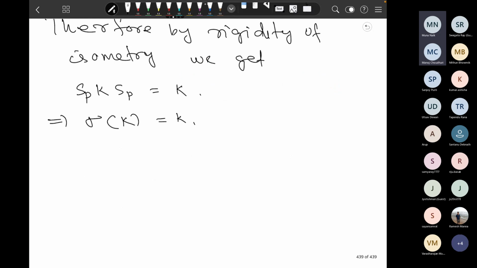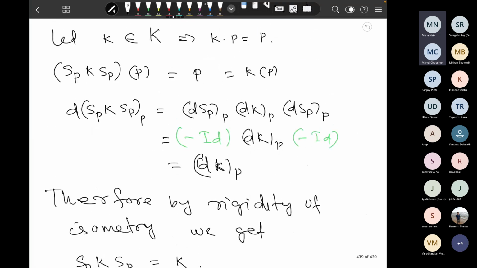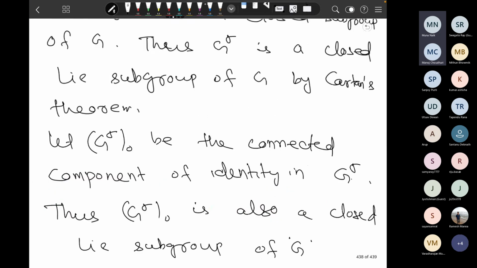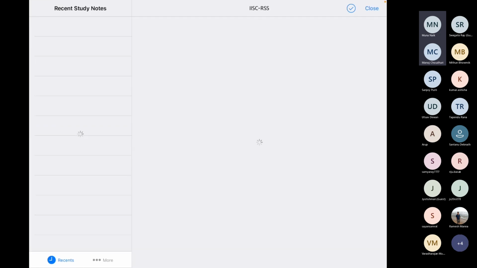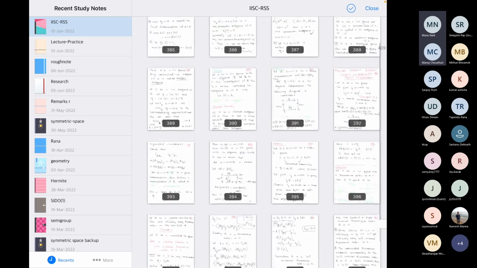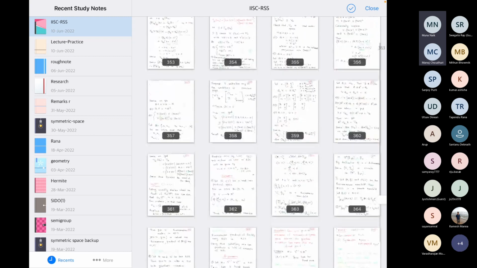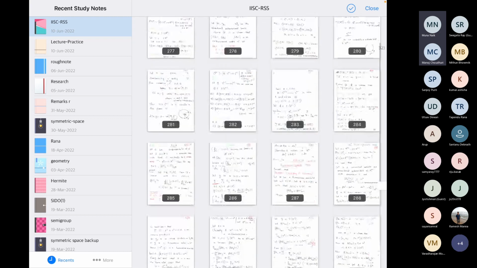Okay, so thus I get this k is really inside this G^sigma. Now I have proved one part, and the second part I have to prove. But for the second part, as I said, I have proved this theorem that p is the isolated fixed point of S_P. See, this is in lecture 17, I guess.